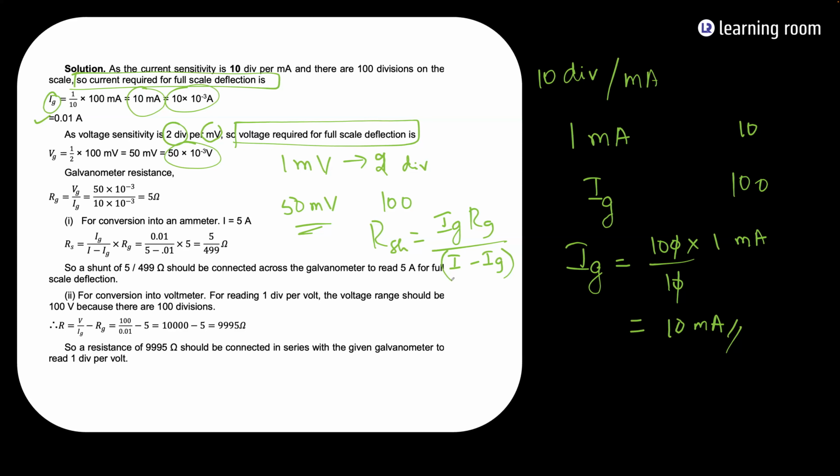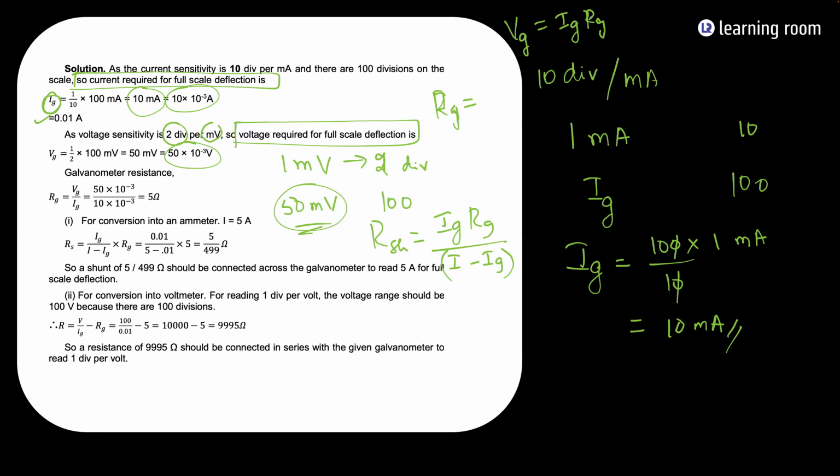Ig we found out, right? Ig you can substitute it, but we don't know what is the resistance of the galvanometer. How will you find the resistance of the galvanometer? So Rg, resistance of the galvanometer, you can find it using this full scale deflection voltage divided by full scale deflection current, because can I write the voltage across the galvanometer is equal to the current across the galvanometer into resistance of galvanometer. Basic Ohm's law. Vg is equal to Ig into Rg. So Rg will be equal to Vg by Ig. You found Vg, you found Ig.